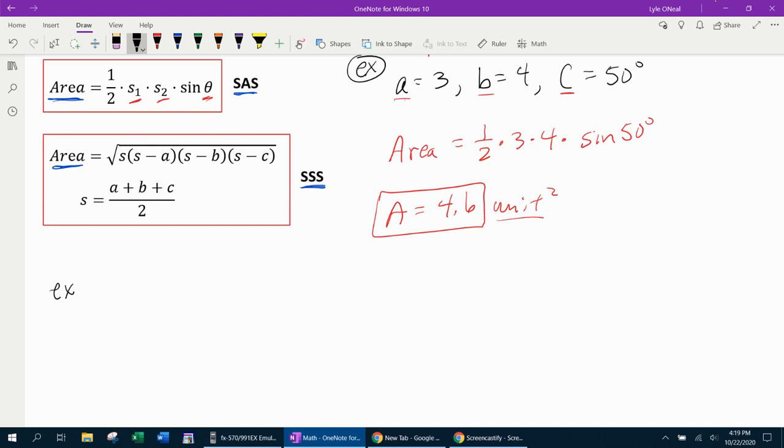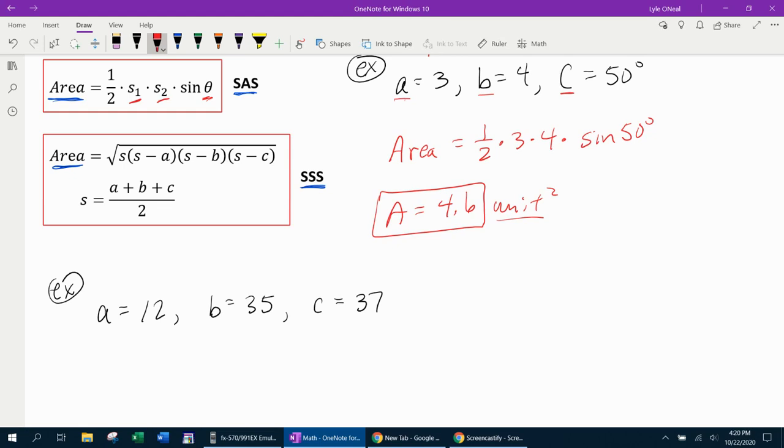Next example. This time we're going to be given side A is 12, side B is 35, and side C is 37. Now notice this time we're given all three sides, and so this is going to be a side side side setup.